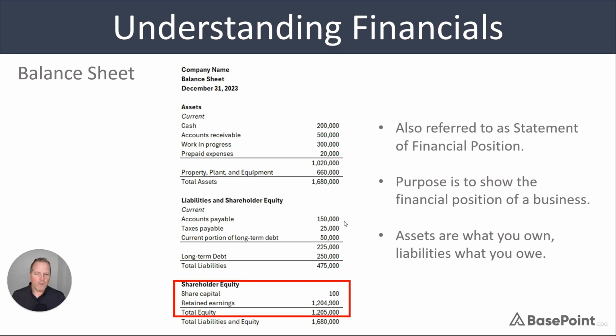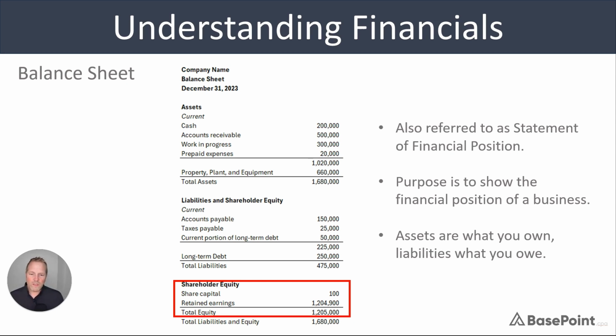Again, share capital represents the value of the shares. So you could have common shares, you can have preferred shares. Those are shares that are issued by the company that shareholders purchase, and so that number there represents the total value of that amount. And then retained earnings is the accumulated net income over time in the company.